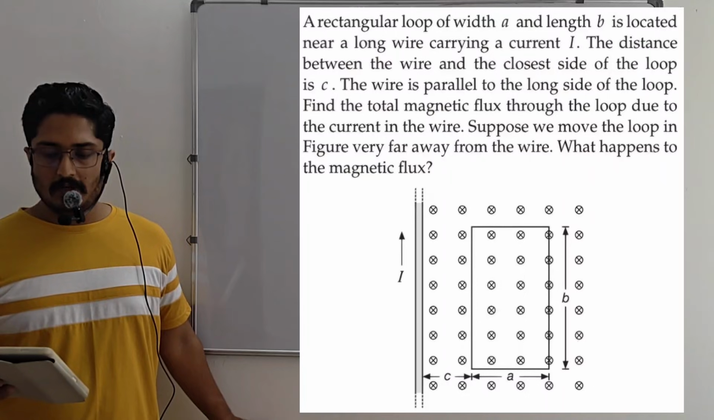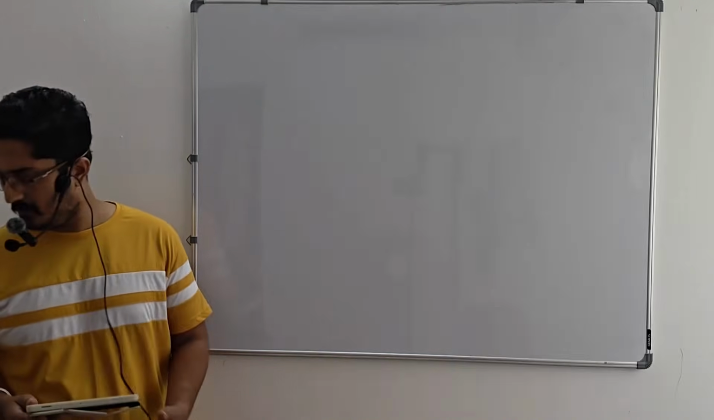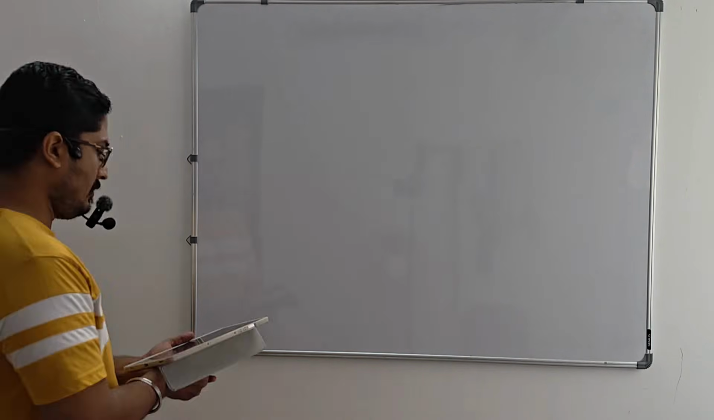Okay. Suppose we move the loop shown in the figure very far from the wire, then what will happen to the magnetic flux? So let me first draw the diagram that is given in the question.